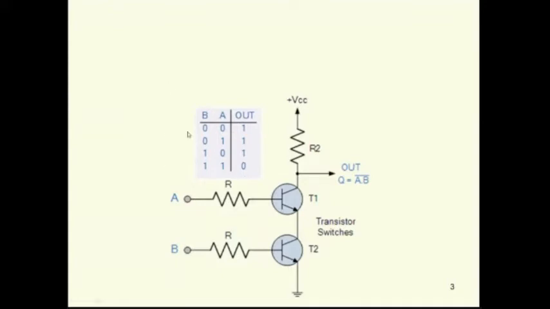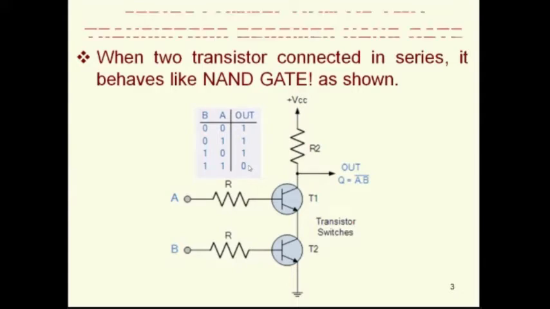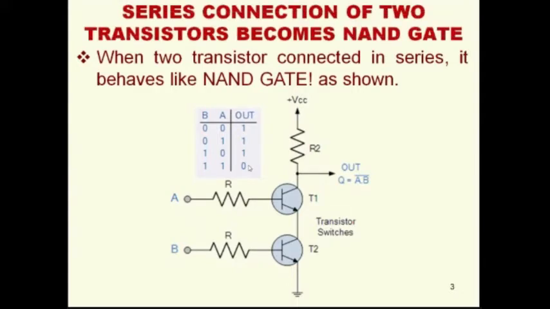But look at the table. This is the truth table for what? 0, 0 means output 1, 0, 1 means output 1, 1, 0 means output 1, and 1, 1 means output 0. So this is the truth table for a NAND gate. So when the two transistors are connected in series, it behaves like a NAND gate as shown here. It's fantastic, right? So series connection of two transistors becomes a NAND gate. Beautiful. Clear?